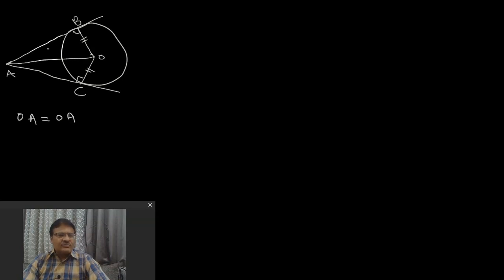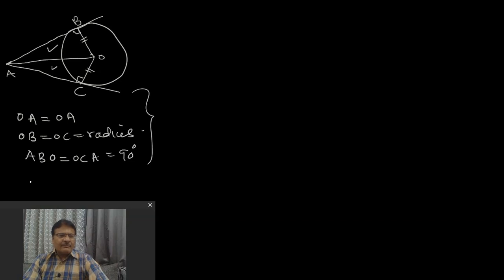If I compare these two triangles, this is the hypotenuse, because the side opposite the 90 degree angle is the hypotenuse. So OA equals OA. One more thing, OB equals OC, because they are radii of the circle. And one angle, ABO equals OCA equals 90 degrees. So which theorem can we apply here? RHS. One angle is 90 degrees, the hypotenuse is equal, and one side, the radius, is equal. So we can say the triangles are congruent. Which two triangles? OBA is congruent to OCA.